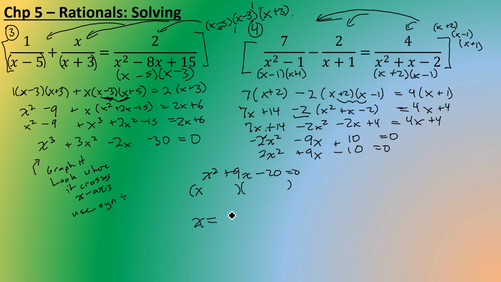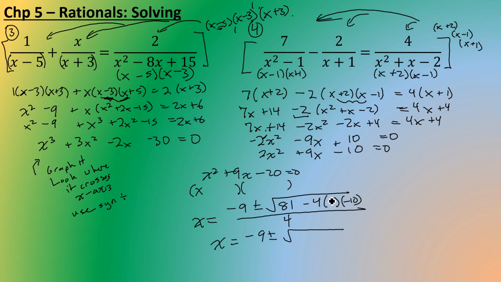So let's see what we get. Negative b is negative 9 plus or minus square root b squared, 81 minus 4ac, all over 2a, which is 4. And then I have negative 9 plus or minus square root. Let's see, this would be plus 80, so square root 161. Divide 4, there we go.